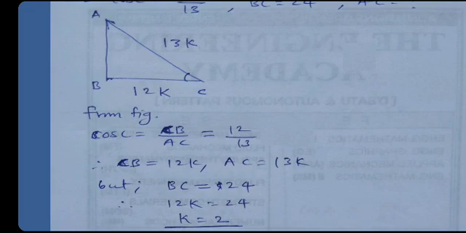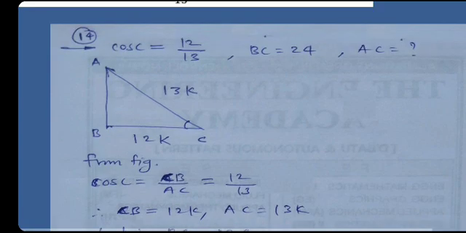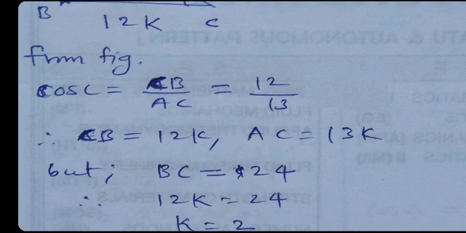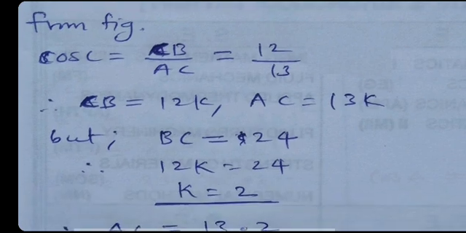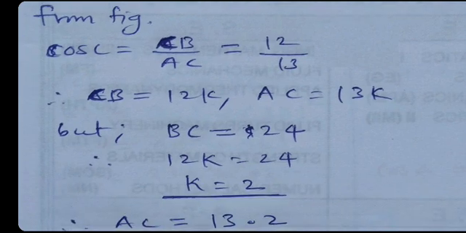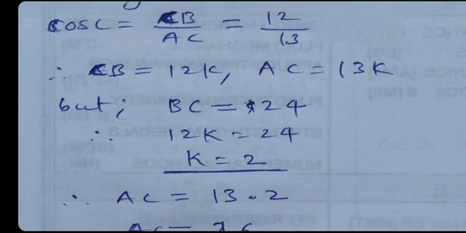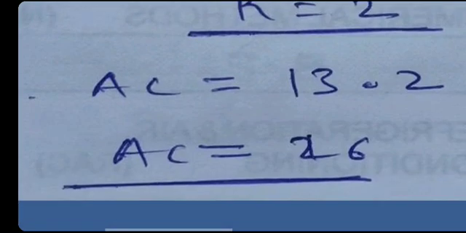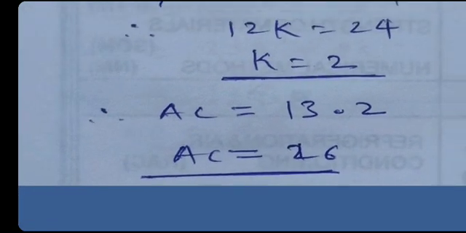So here by definition cos C is adjacent side upon hypotenuse, so BC upon AC, but its value is given 12 upon 13. So BC becomes 12k, AC becomes 13k, but the value of BC is directly given as 24. So comparing, we get 12k is equal to 24, that gives k is equal to 2. So put this value here, AC is equal to 13k, so AC becomes 13 into 2, that is 26.